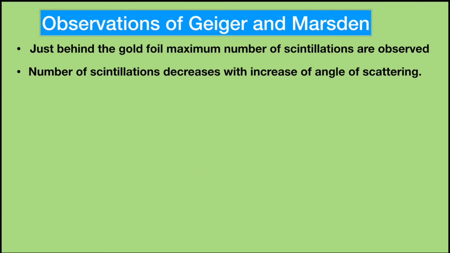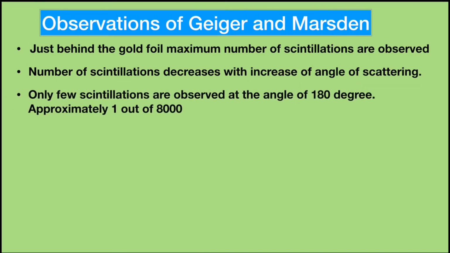The number of scintillations decreases with increase of angle of scattering. जितना angle of scattering को हम increase कर रहे हैं, the number of scintillations are decreased. Only few scintillations are observed at the angle of 180 degree, approximately 1 out of 8,000.